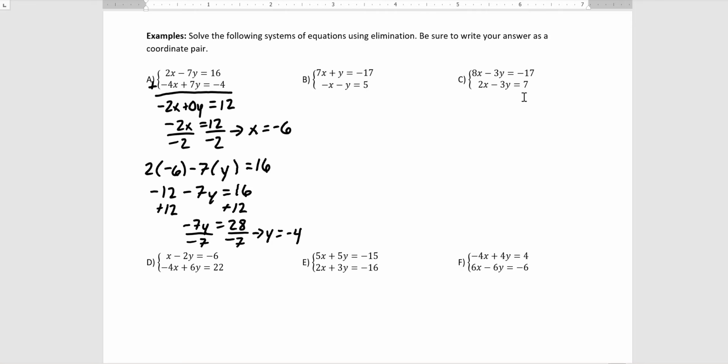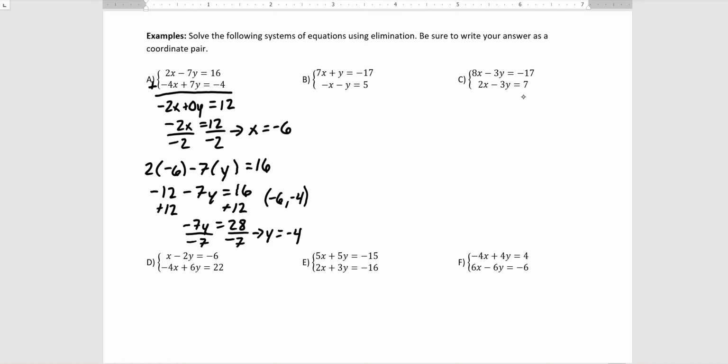So my solution is one solution: negative 6, comma, negative 4. There we go. All right, let's try letter B together as well. 7x plus y equals negative 17, negative x minus y equals 5.